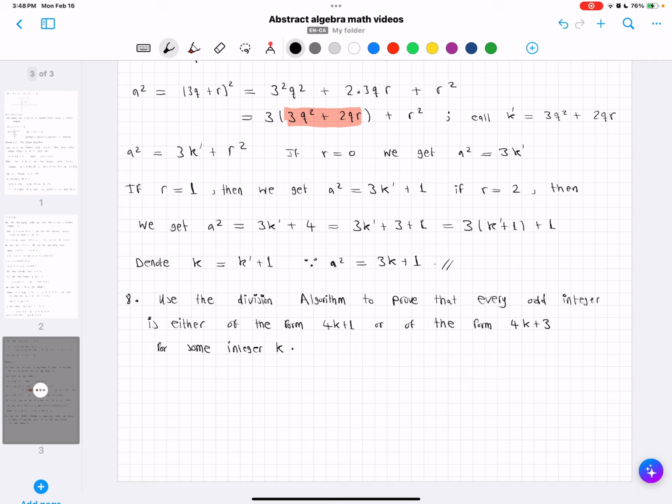So I will solve this problem in the next video, but the main idea is we can divide any odd integer by 4 and we get a remainder which is in between 0 and 3, and we can use the fact that the integer is odd to get the form of 4k plus 1 or 4k plus 3, because if it is any other form, it will be even. So we'll touch on that next time.